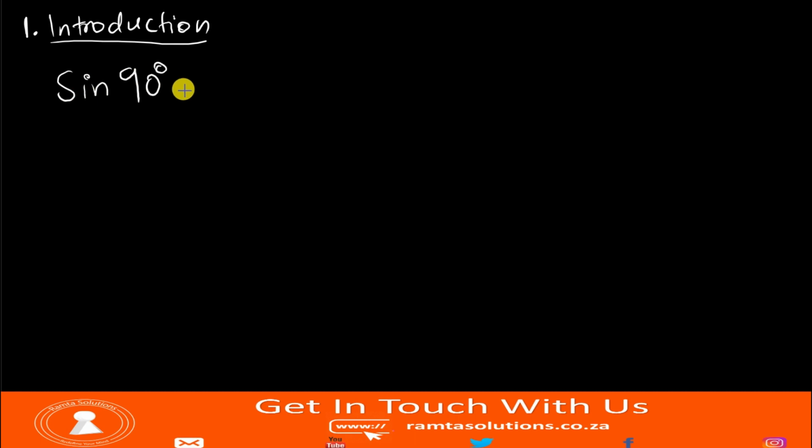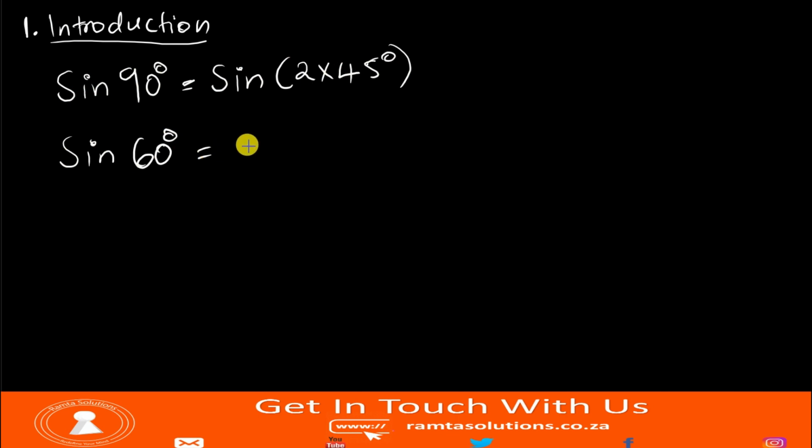All right, so let's begin with our introduction. I want to show you something. I think you will agree with me that sine 90 degrees is equal to sine 2 times 45 degrees, right? In the same way, let me ask you this. Sine 60 degrees. Will you then agree with me that sine 60 degrees is sine 2 times 30 degrees? I think so.